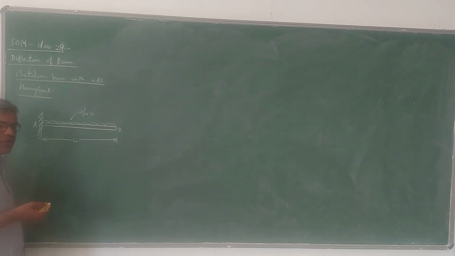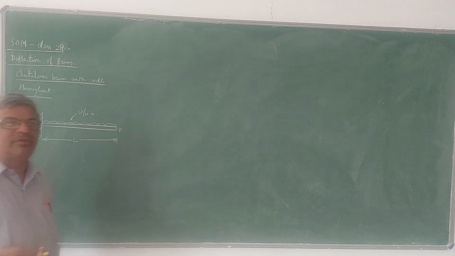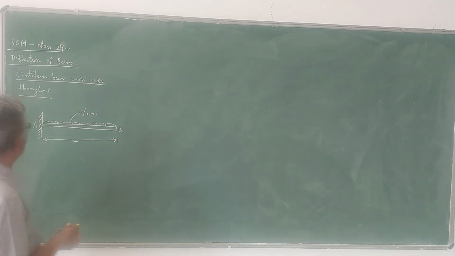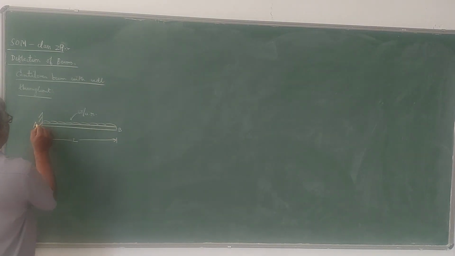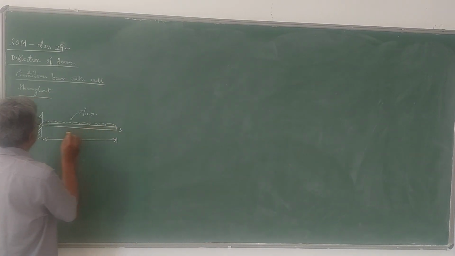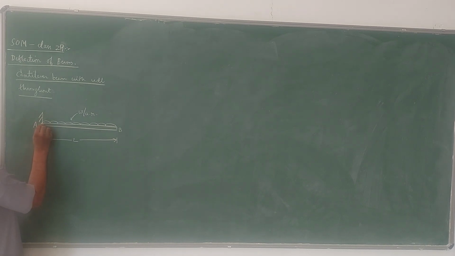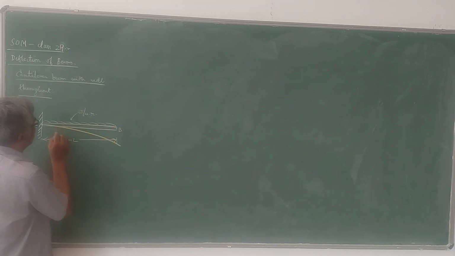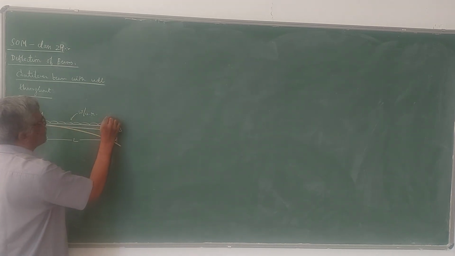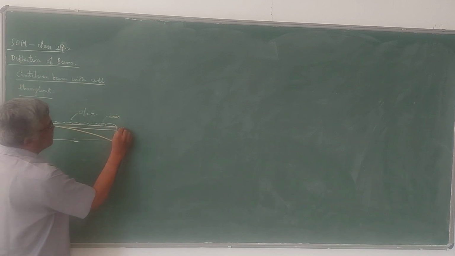Same procedure I am going to use which I did in the last video lecture on simply supported beam with UDL. The deflected curve, the elastic curve: since this is a fixed support, there is no deflection and no slope at the fixed end. So the deflected shape will be like this. This is the axis of the beam. The axis of the beam will deflect like this due to the application of this UDL.